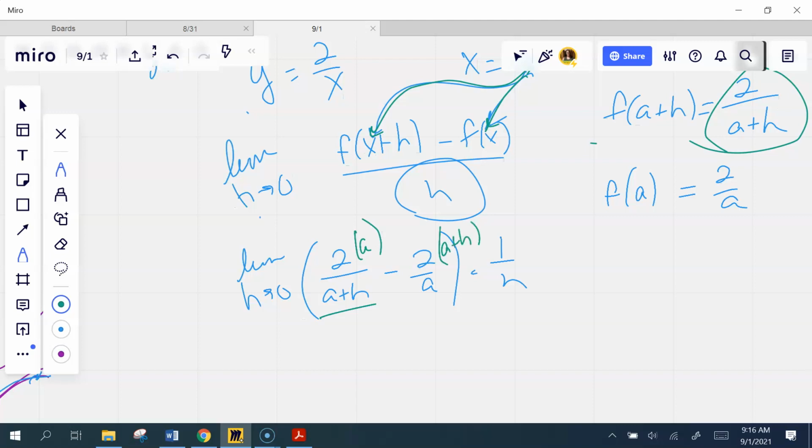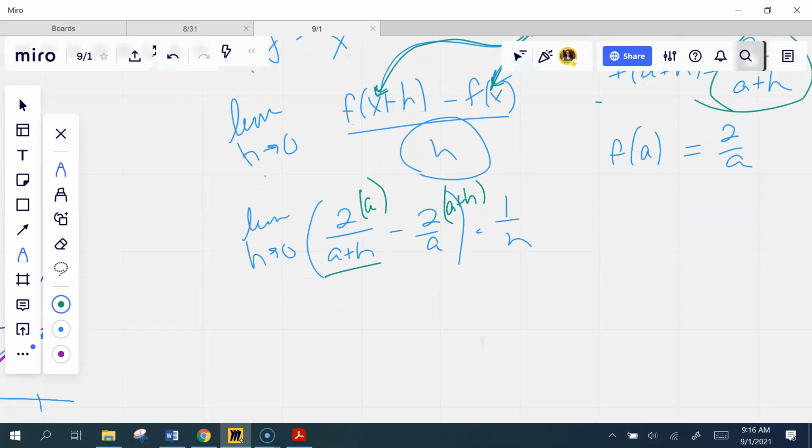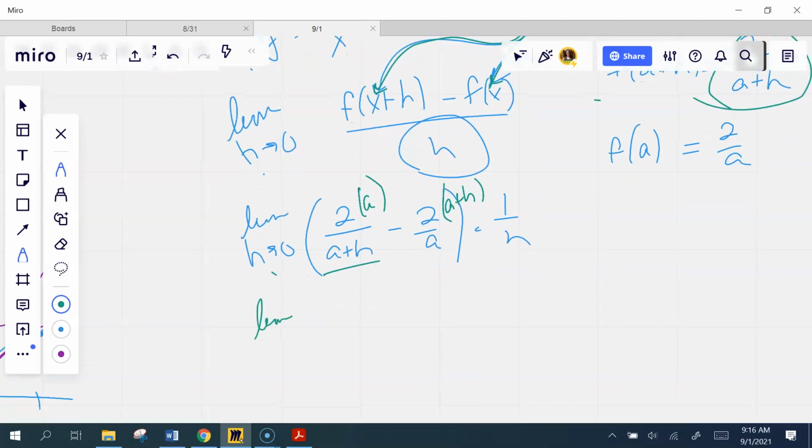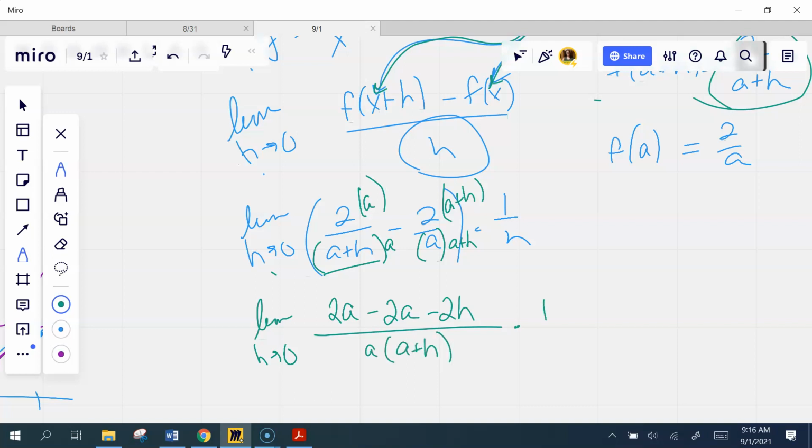I need a common denominator, right? Because I'm subtracting. I need a common denominator to subtract. So would it be h squared plus 2A? Well, kind of. I'm multiplying to find the LCD. I essentially just multiplied these two together. So my common denominator here is this.